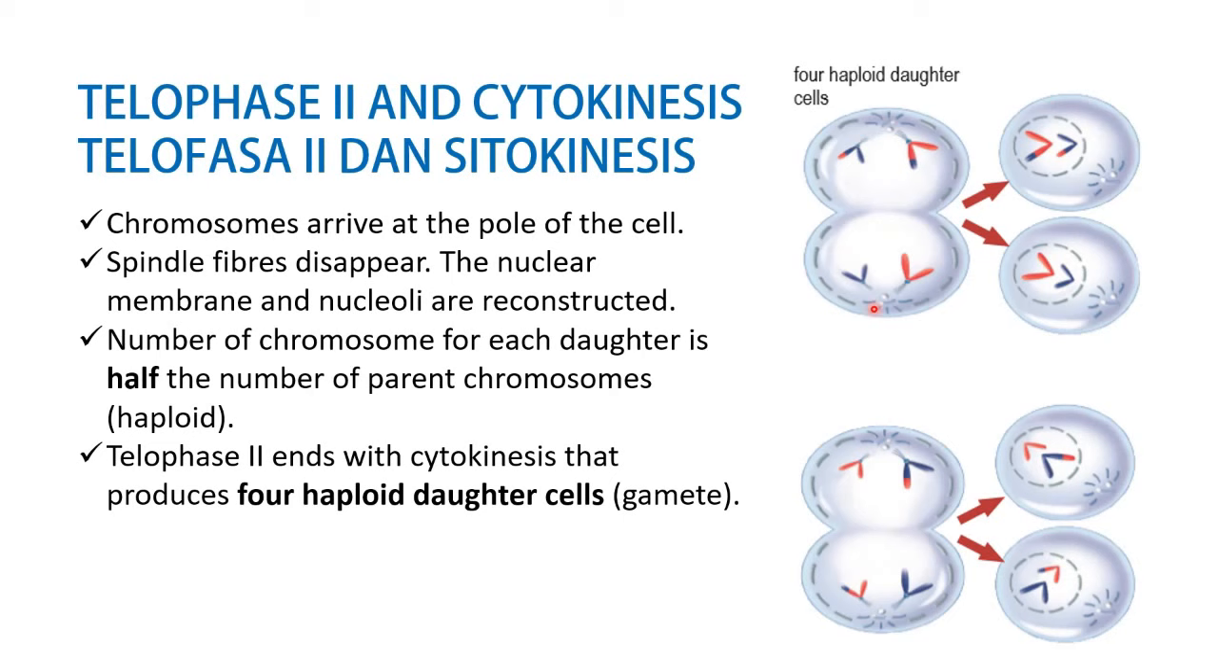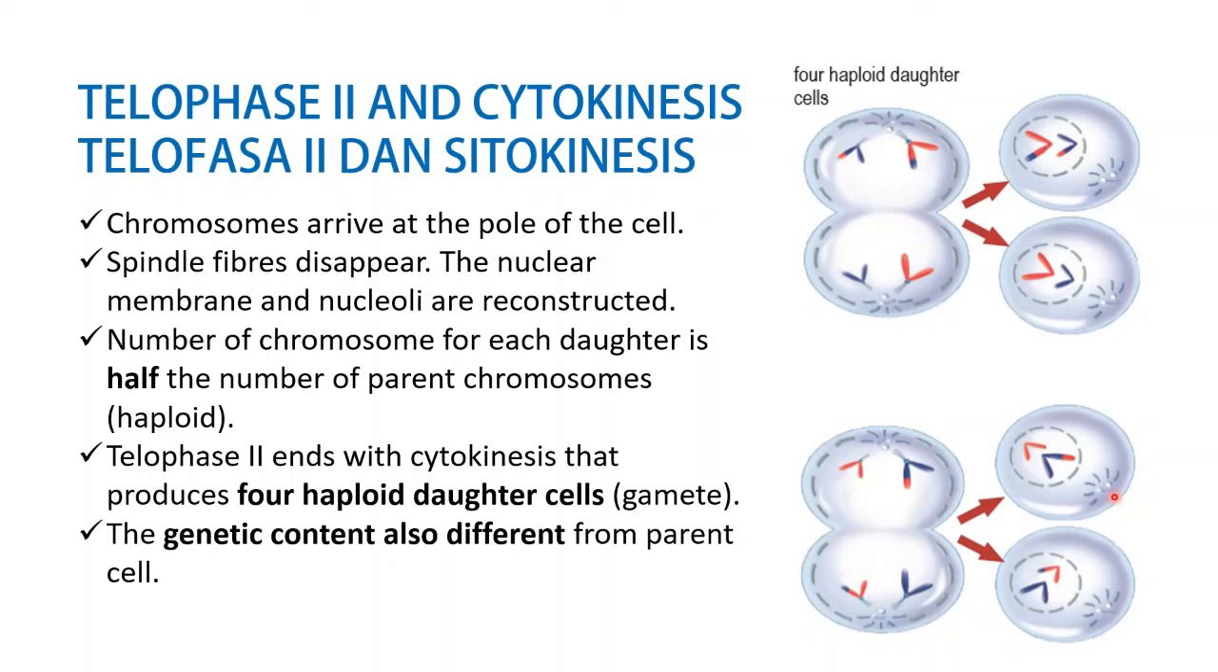Telophase 2 ends with cytokinesis, where the plasma membrane constricts until 2 daughter cells form. So all of them are 4 haploid daughter cells. We can call them gametes because this meiosis occurs in reproductive cells to form gametes. The genetic content is also different from the parent cell, and the genetic content of each gamete is also different. You can see the different genetic material in each of the daughter cells.